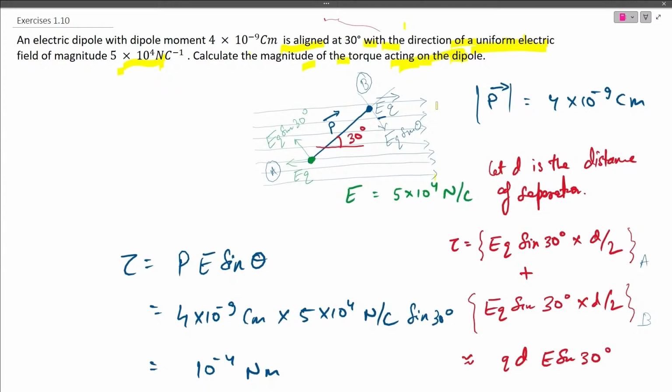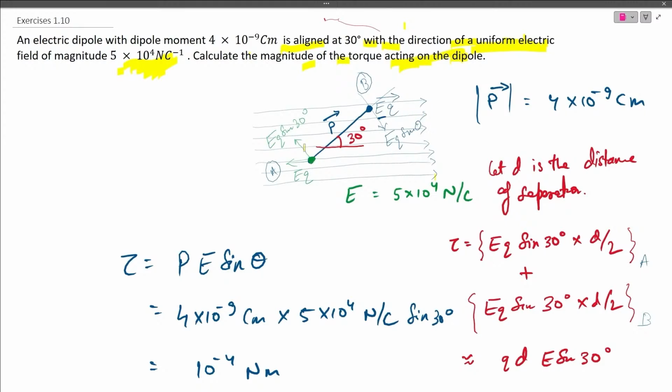In the thin blue line from left to right, we see that uniform electric field is there of magnitude 5 × 10^4 Newton per coulomb, and this diagram that we see is of the electric dipole. At point A there is a negative charge, and at point B there is a positive charge, and we know that the negative charge experiences force in the opposite direction of the electric field, and the positive charge experiences force in the direction of electric field.